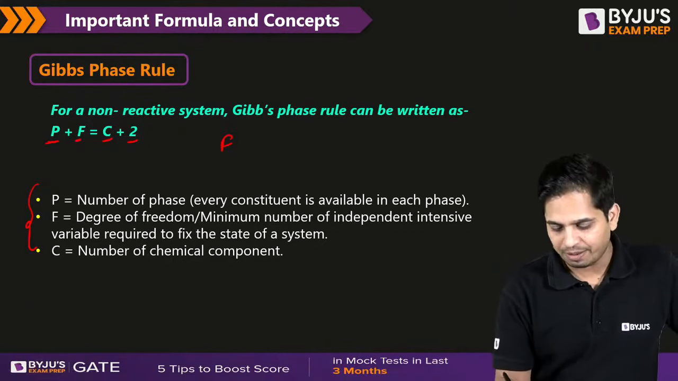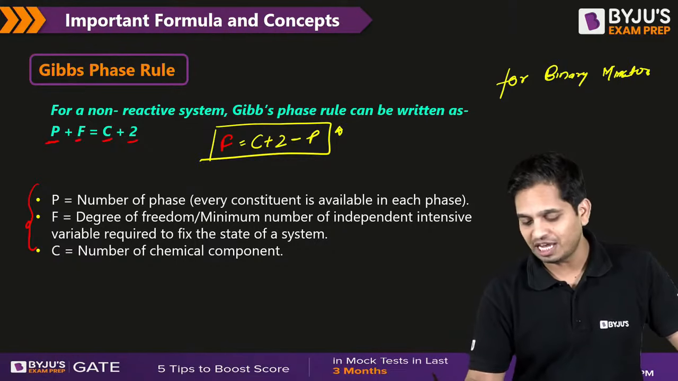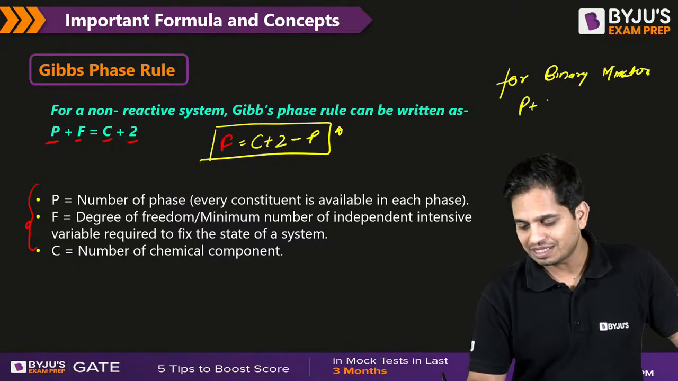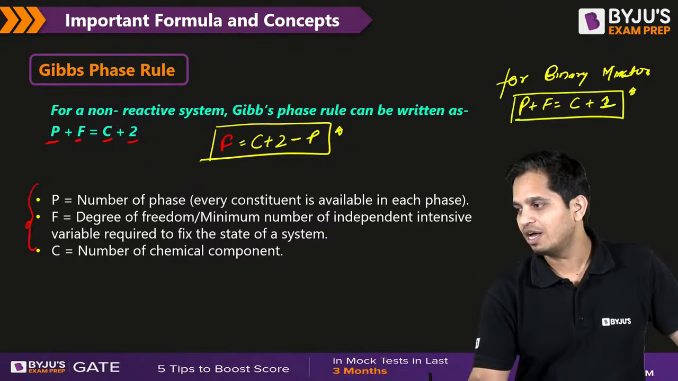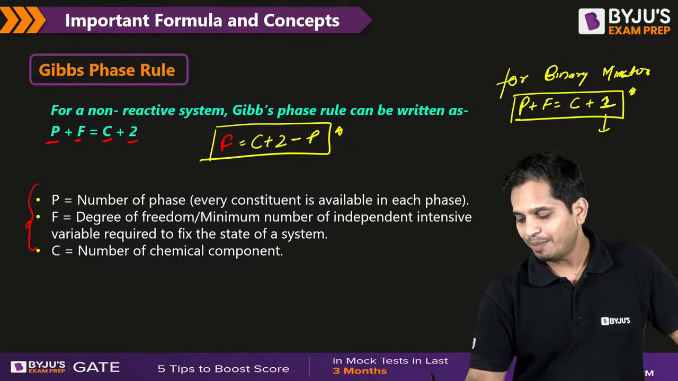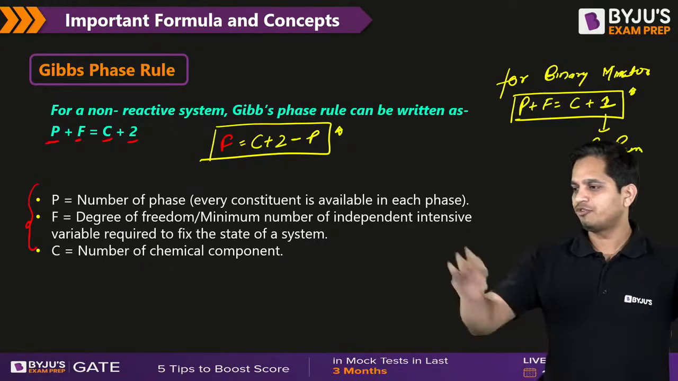For example, at the critical point, this formula is not applicable. At the critical point, this formula is not applicable. You will use P plus F equals C plus 1. At the critical point, you will use this formula because I take pressure as constant, atmospheric pressure. That's why pressure is fixed.